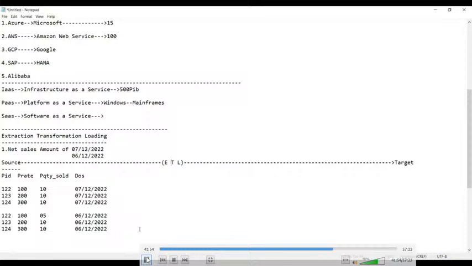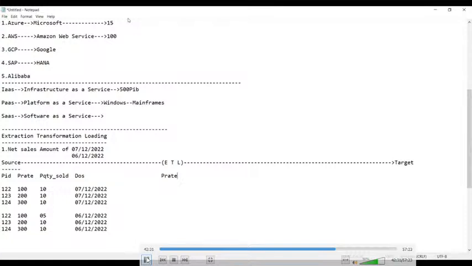Okay, so now, to find out the net sales amount of the 7th day of December 2022, do you require the product ID? No, we don't require the product ID. We can ignore it. Do we require the product rate? Yes. Without the rate, how can you find out? So I'm pulling in the product rate here. Now tell me, do you require the product quantity sold?